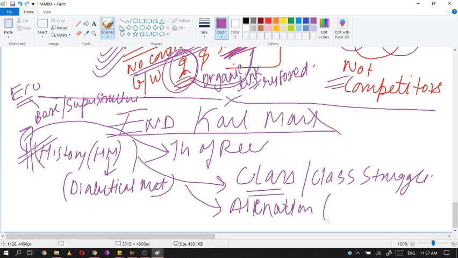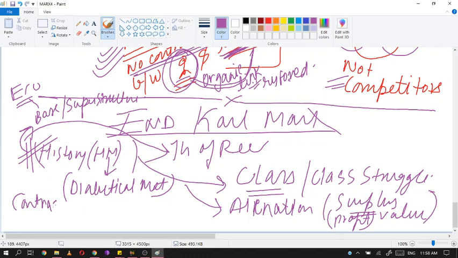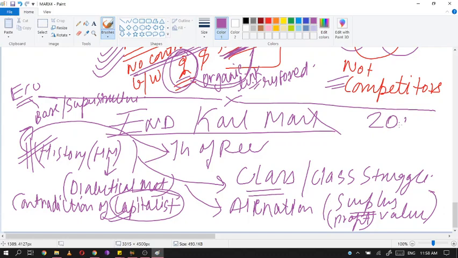And surplus value: how the profit that you are making for the capitalist is working against you. Then contradictions of capitalism: how capitalism will dig its own grave. 2008, what happened? Economic crisis. Read about it.